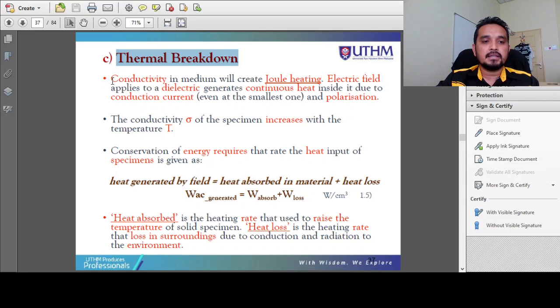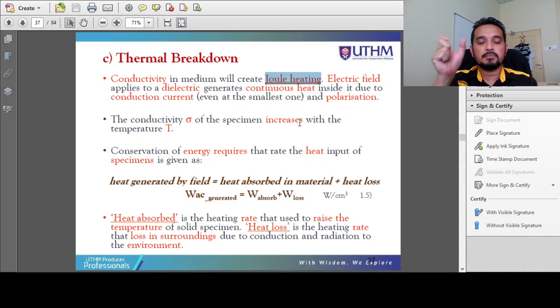Okay, for a material that has a certain conductivity, obviously there will be Joule heating. Once we have a current conduction within the material, there will be heat losses to the environment, and that is known as Joule heating, due to current conduction. And this conductivity increases as a function of temperature.